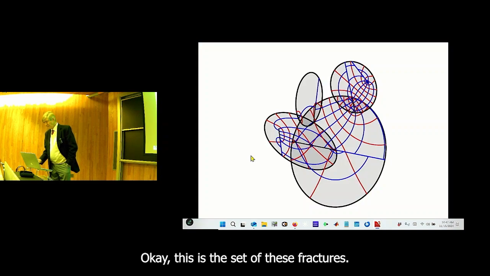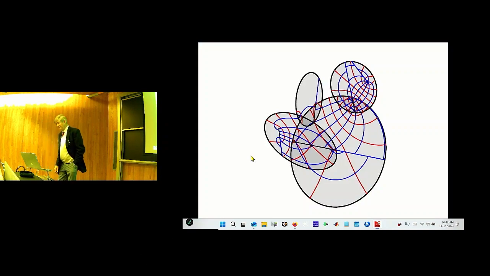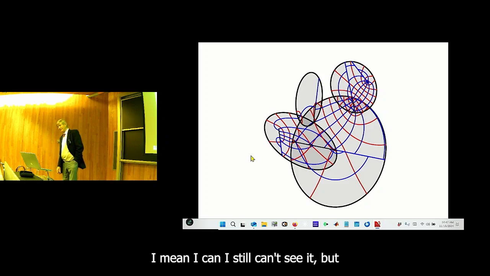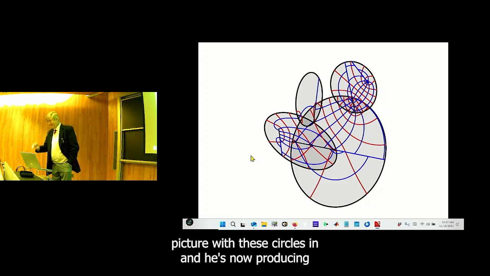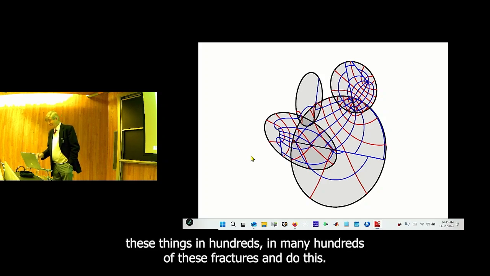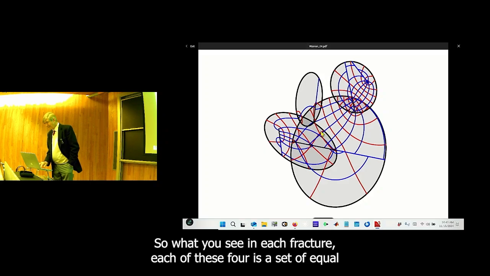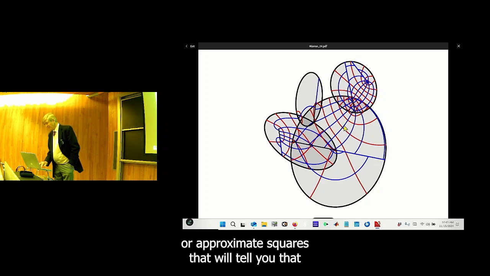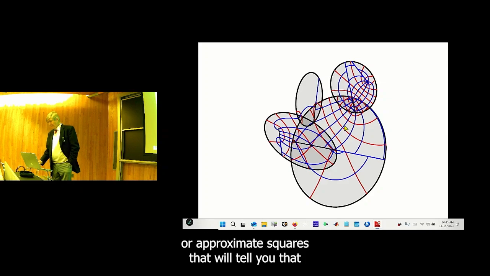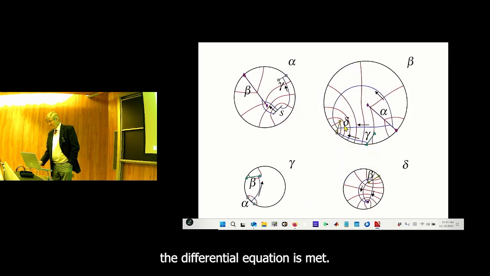Okay, this is a set of these fractures. I still can't see it, but Eric made this picture with these circles, and he's now producing these things in hundreds and many hundreds of these fractures. So what you see in each fracture, each of these four, is a set of equipotentials and streamlines showing a mesh of small squares or approximate squares. That will tell you that the differential equation is met.